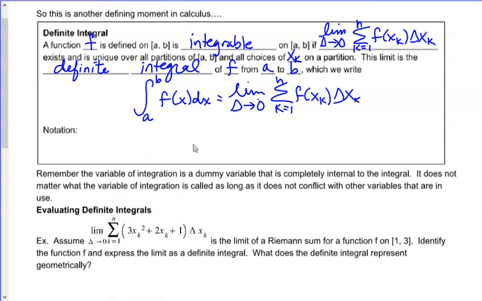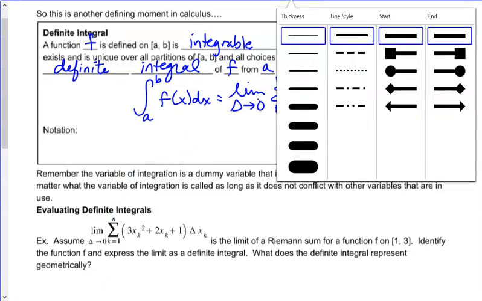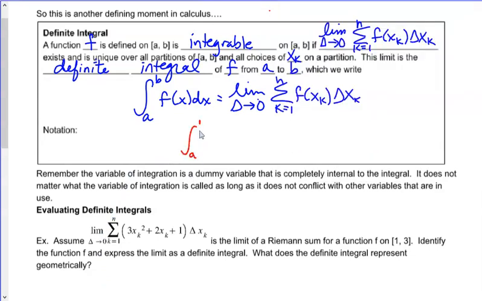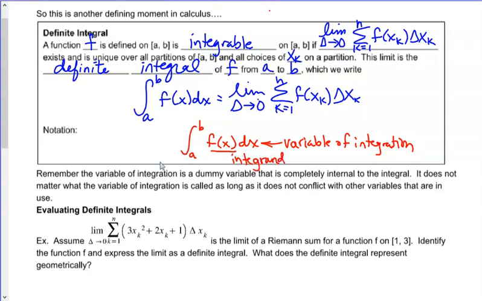So, just for some notation purposes, I'll change color so you can see this. The integral from a to b of f of x dx. We talked about this being the variable of integration in section 4.9. We talked about this being what's referred to as the integrand. We now can add on that this is our lower limit, and this is our upper limit, just like it was with our sigma notation. That's what we refer to those as.